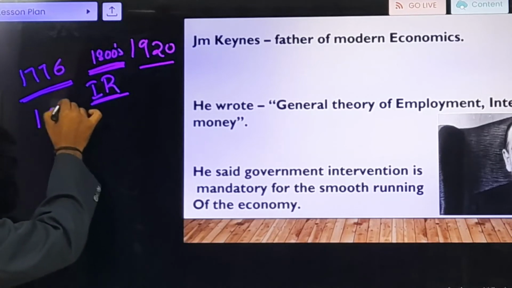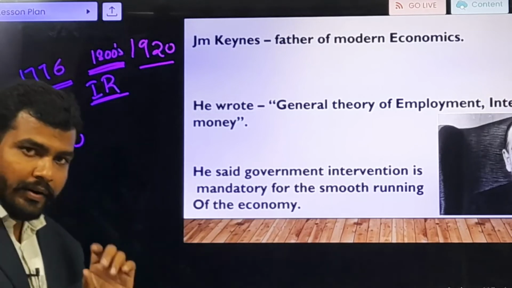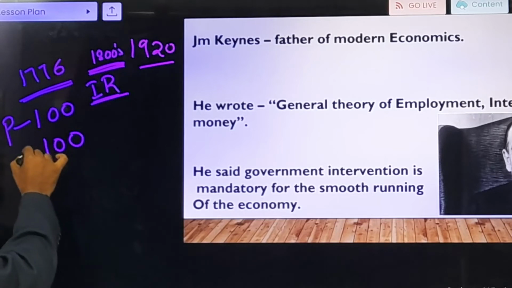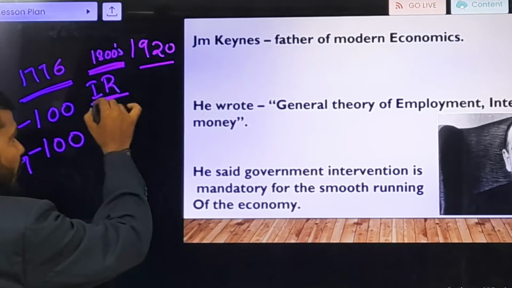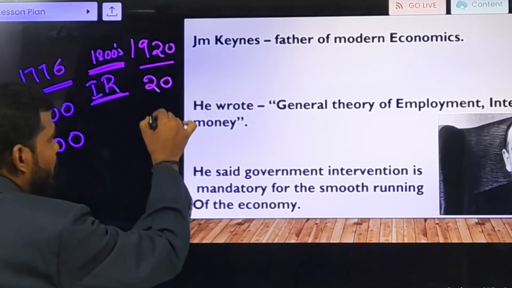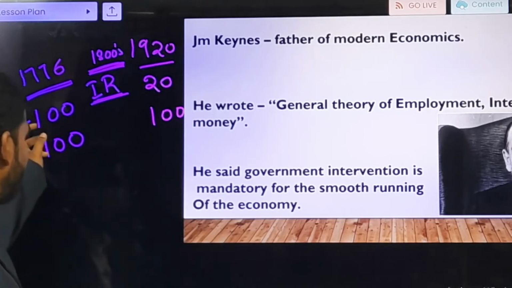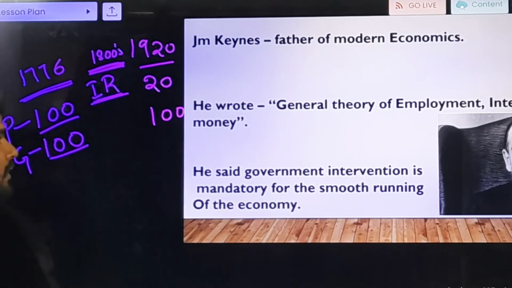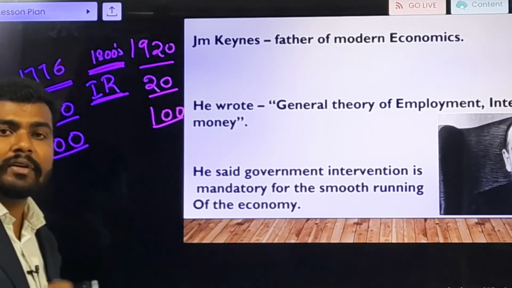See, in 1776 when Adam Smith proposed his theory, 100 members were producing 100 goods. Okay now, 100 persons are producing 100 goods. Now at this time only 20 members are producing 100 goods. Try to understand this thing. Back then in 1776 100 members were producing 100 goods, but now only 20 members are producing 100 goods. How? With the help of machines.